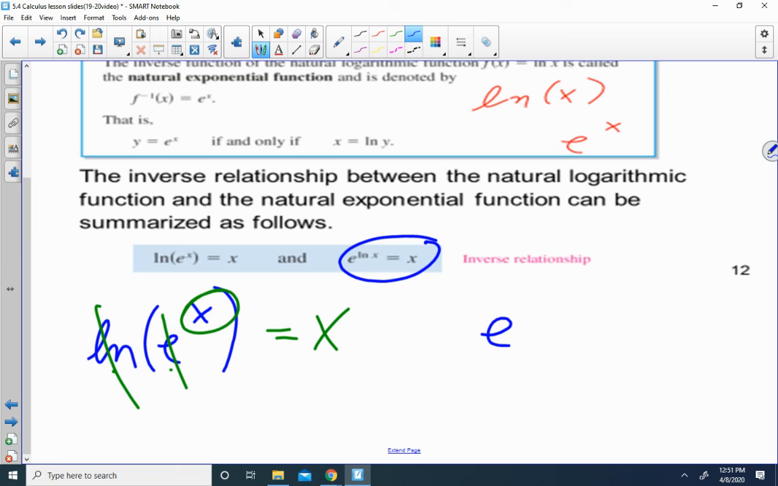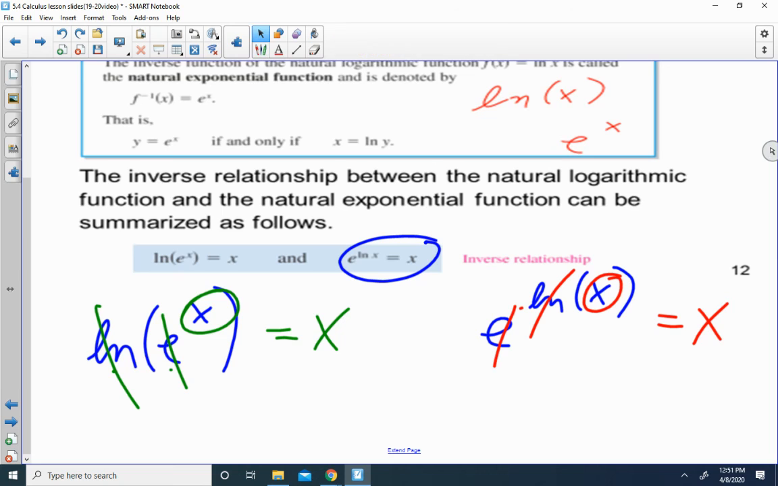Like, what if I have e raised to the natural log of x? This basically means, since e and natural log are inverses or opposites, that I'm allowed to cancel them out, and I'm just left with whatever was in the natural log. It's a very nice tool that is used a lot in calculus. If you know this rule, it makes your life so much easier.